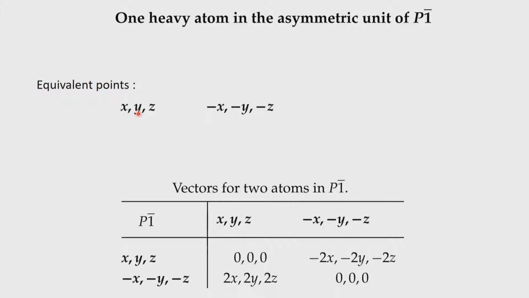Then what happens, we make a matrix of this kind on the right side, where we take x, y, z and combine it with itself, which is the self vector, and that is 0, 0, 0. Then take the second vector and combine it with this one, which gives us minus 2x, minus 2y, minus 2z. And with x, y, z, x bar, y bar, z bar, we get 2x, 2y, 2z and 0, 0, 0.